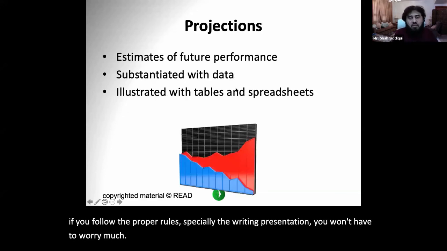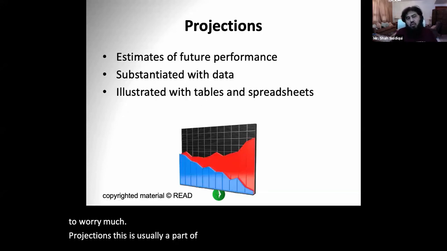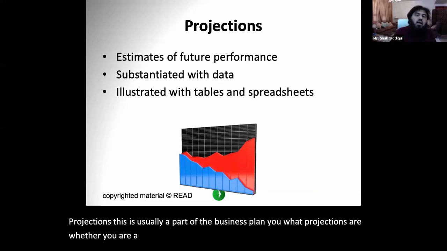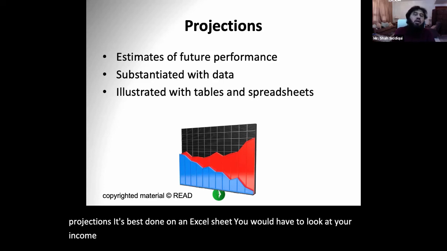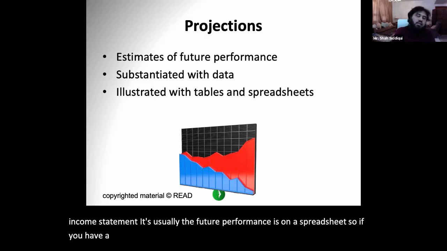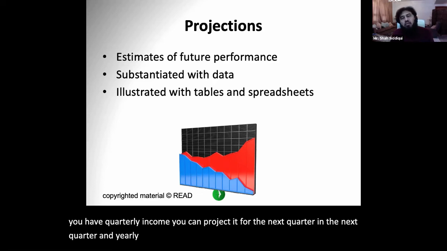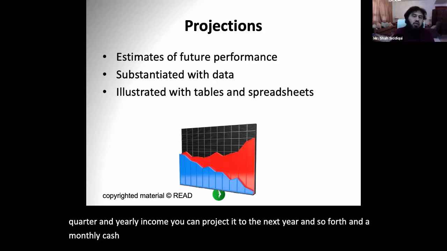Projections. This is usually a part of the business plan. You all know what projections are, whether you are a business finance student or not, you have to learn how to do projections. It's best done on an Excel sheet. You would have to look at your income statement. It's usually the future performance on a spreadsheet. So if you have a quarterly income, you can project it for the next quarter and the next quarter. A yearly income, you can project it to the next year and so forth. And a monthly cash flow scenario can also be projected.